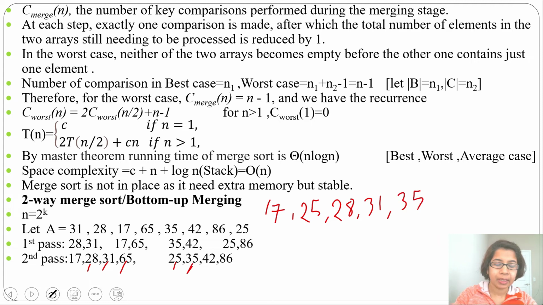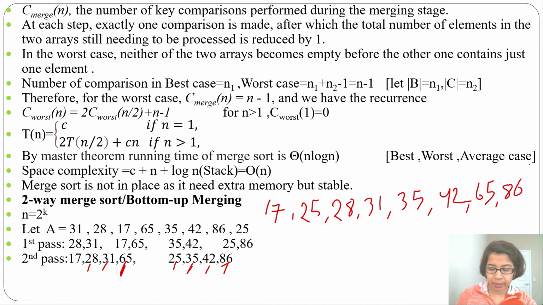35 is less. Next we'll compare 65 with 42. 42 is less. Next we'll compare 65 with 86. 65 is less. Next we'll move 86 to the array. So after the third pass we got 17, 25, 28, 31, 35, 42, 65, 86. We got a single sorted array having 8 elements in increasing order.